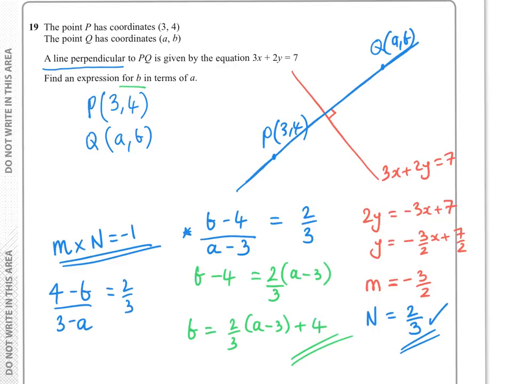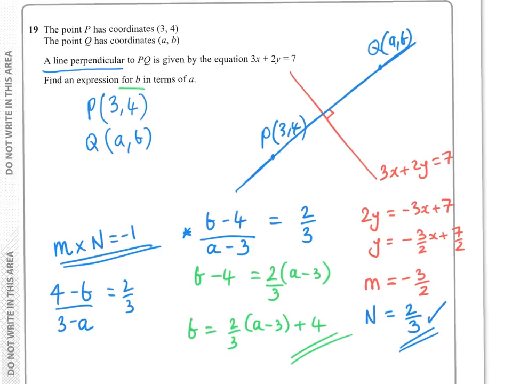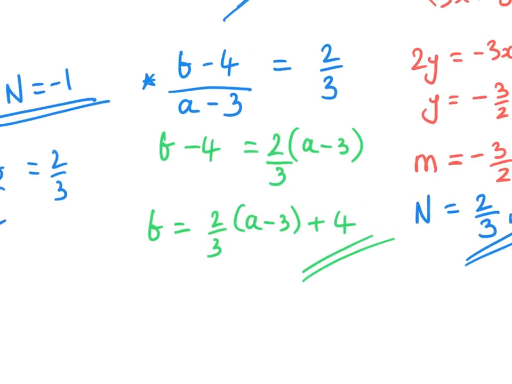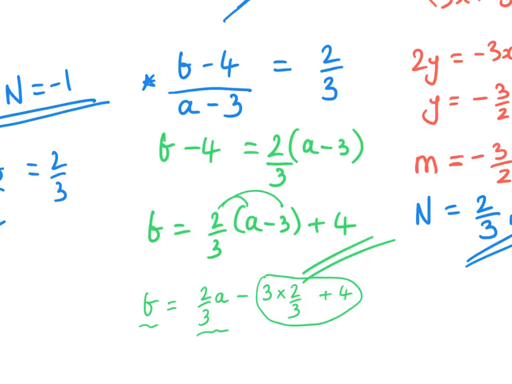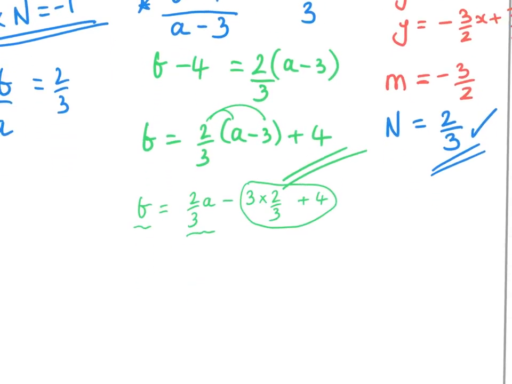And we can probably rearrange that a little further, or should I say simplify that a little bit more. What we could do is say b is equal to 2/3 of a minus 3 lots of 2/3 by just multiplying this out here. And then if we added the 4, we'd end up with something a little better and would gain all the marks, because we'd have b equals something to do with a, and then just a constant at the end. So we'll go with that and see what that gives.